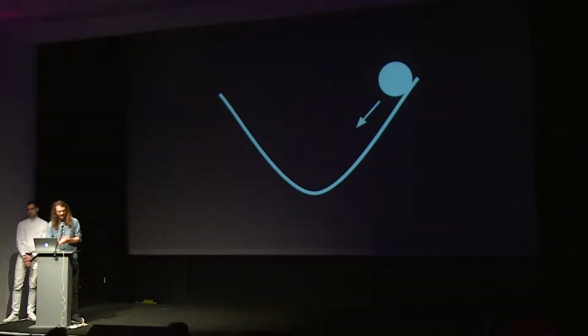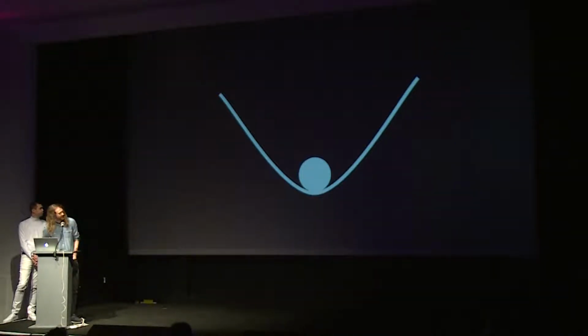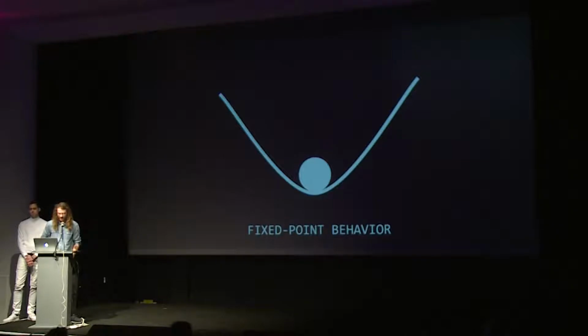So let's rewind a little bit. Let's talk about order first. And we're going to talk about some systems that show order. So this is a very ordered system. We start with a ball that's up on the side of a hill. The ball rolls down to the center of the valley, and it stays there for all eternity. Very simple system. And we can categorize this system as fixed point behavior.